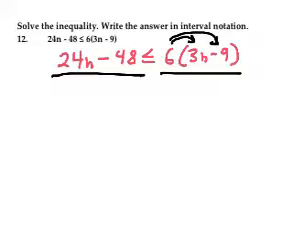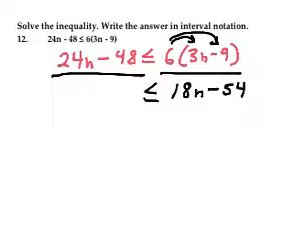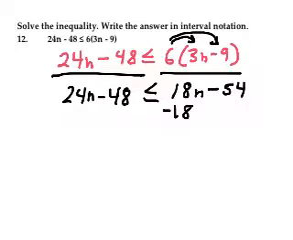6 times 3n, 6 times the 3 is 18. So we have 18n. We had 3 n's, we multiplied it by 6, now we have 18 of them. 6 times negative 9 is negative 54. Okay, on our other side, we still have 24n minus 48. Okay, we want to get our variables all on one side, so I'm picking the left side, so I will add a negative 18n to both sides.